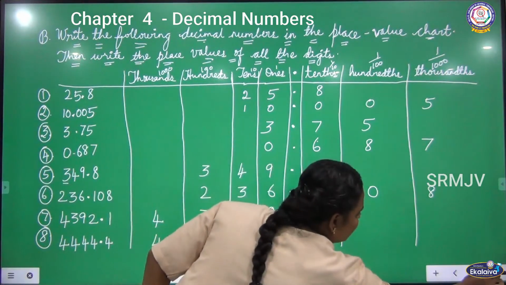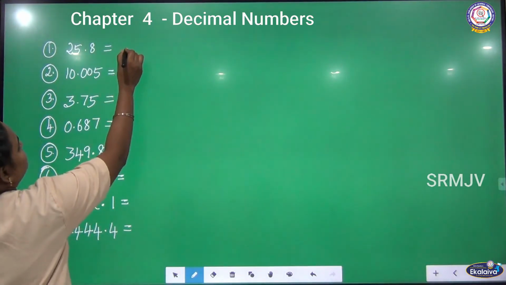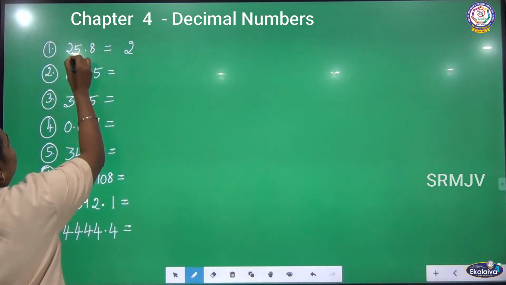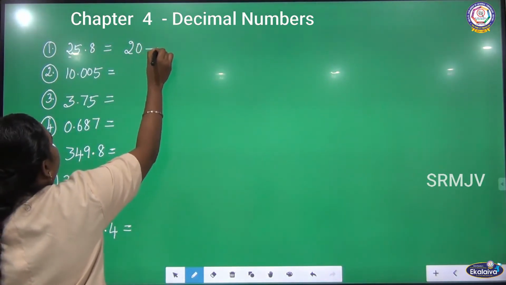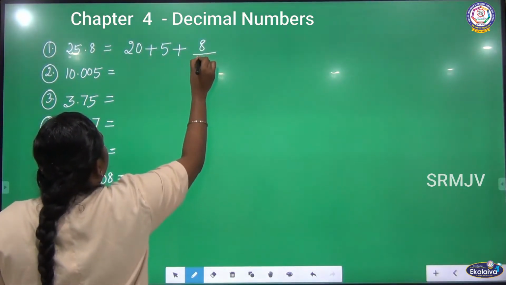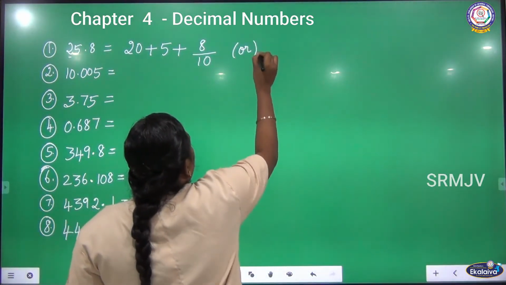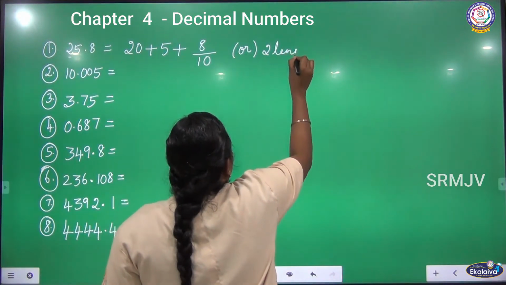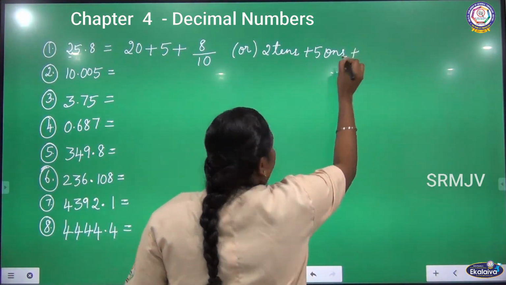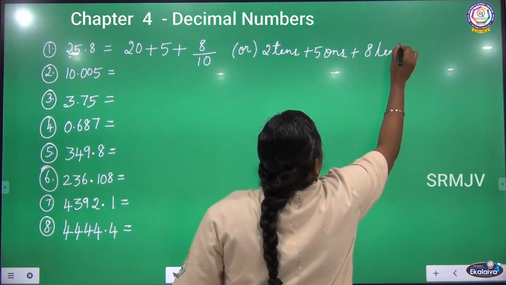Next one, we are going to write these decimals in expanded form. So we are going to write the place values of all the digits. See, listen children, we are going to write this in expanded form. So place value of 2 is 20. So 20 plus 5 plus 8 by 10, the place value of 8 is 8 by 10. Or you can write 2 tens plus 5 ones plus 8 tenths. So 8 by 10 is nothing but 8 tenths.